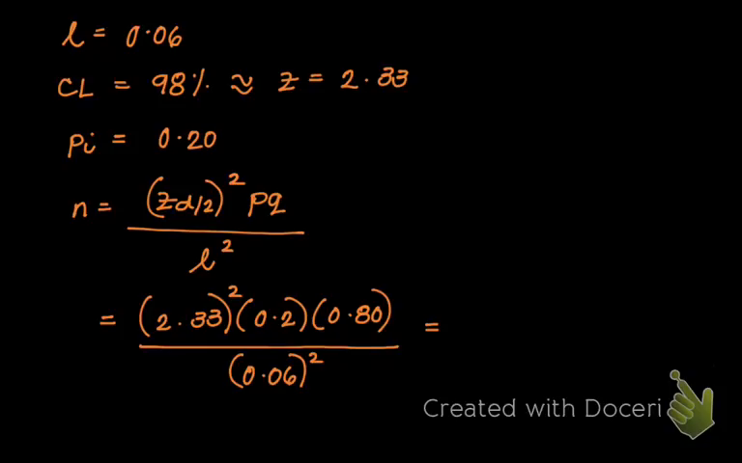That's 241.28 or approximately 242 observations. So since we have already conducted 200 observations, so we only need 42 more observations to achieve the desired level of error and confidence level. So this actually ends the third module for work sampling.